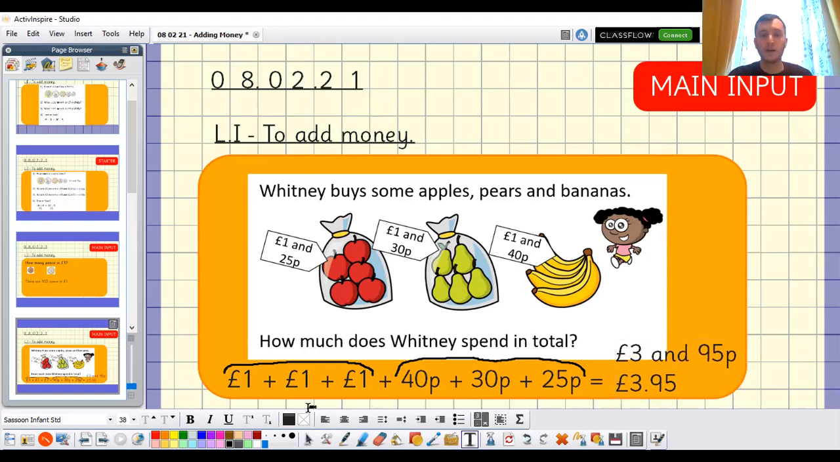So to solve the questions today, I'd recommend doing the same, adding the pounds first, then coming back to the pence and adding them afterwards. And that way we break it down into more manageable steps.